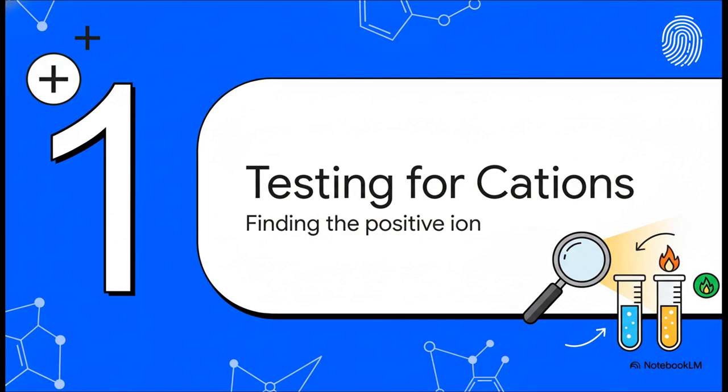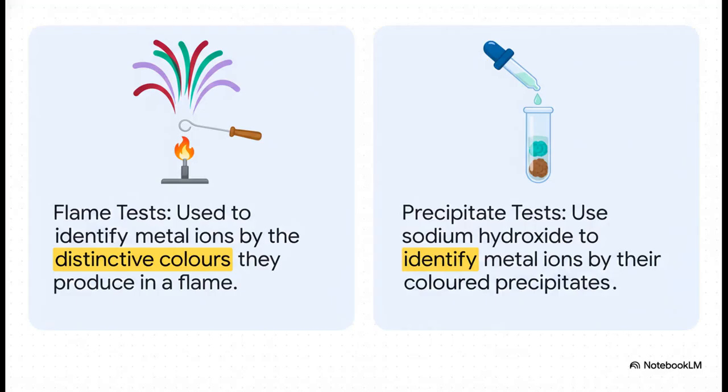All right, part 1, let's go find those positive ions, the cations. This is the first half of the puzzle, finding the chemical identity of that metal ion. So, for cations, we've got two main tools in our detective kit. First up, we have the classic flame test. It's awesome. You basically just heat the metal ions, and they give off these amazing, unique colors. It's literally like a mini fireworks show.